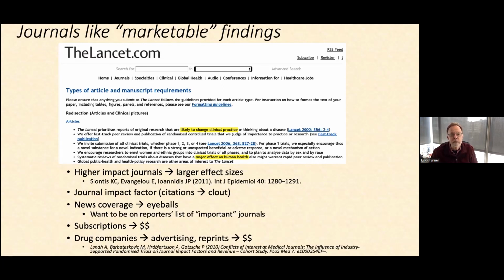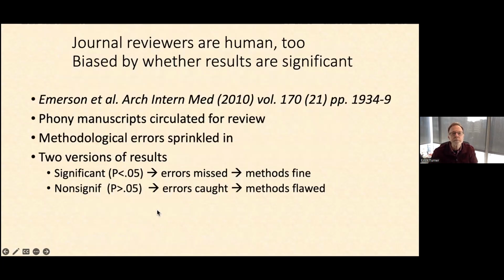It's not important. And it's not going to help their impact factor, because they're going to get more eyeballs if they publish something positive, and the news is going to cover it, and it helps with subscriptions. Now, journal reviewers are human too. They also get biased by whether results are significant. And I'm going to have to speed along because my time is starting to run short.